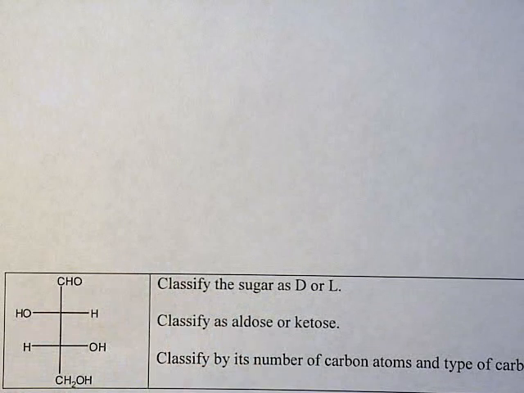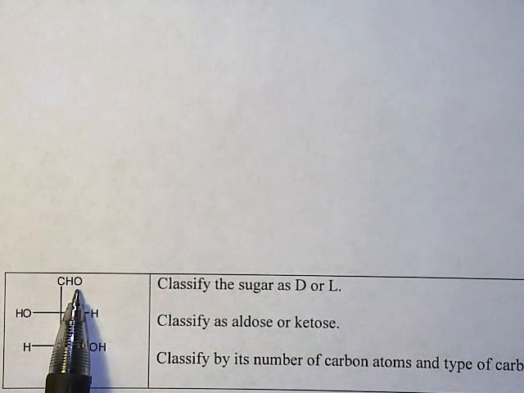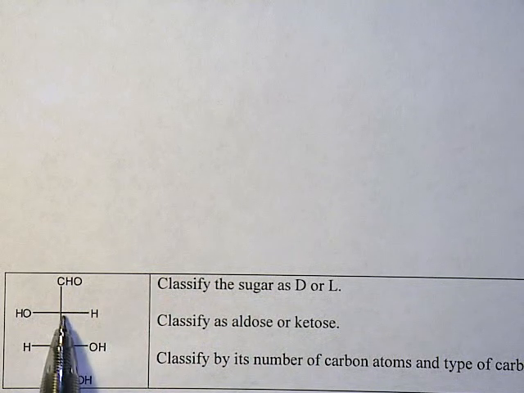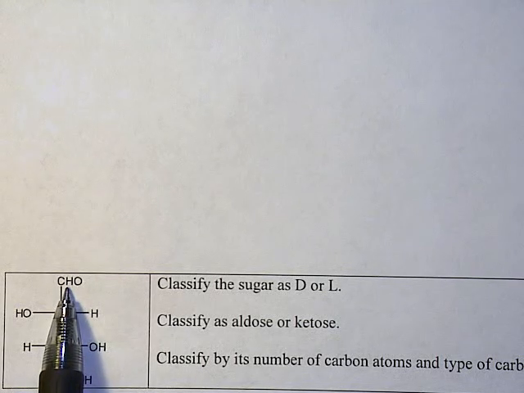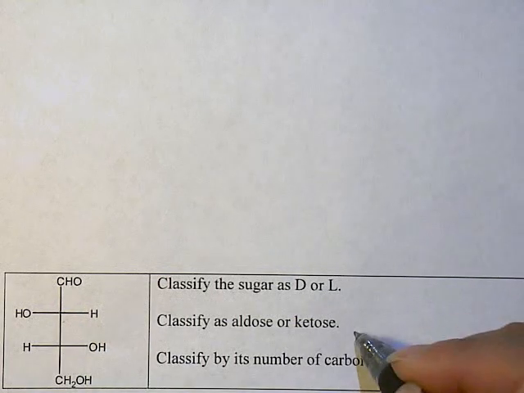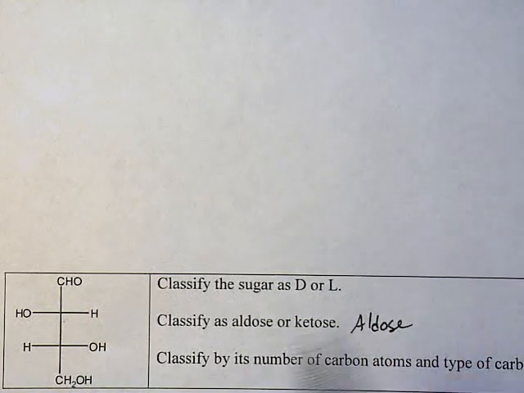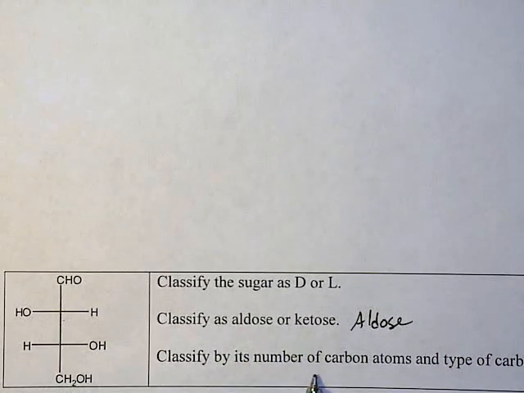an example of a sugar. So notice the CHO is the abbreviation for aldehyde. So if it was a ketone, it wouldn't have that. It would be in the middle here, right? Acetaldehyde. So this is an aldose, and so we would write aldose for the classification for this question, and then classify by its number of carbon atoms and type of carbonyl group.